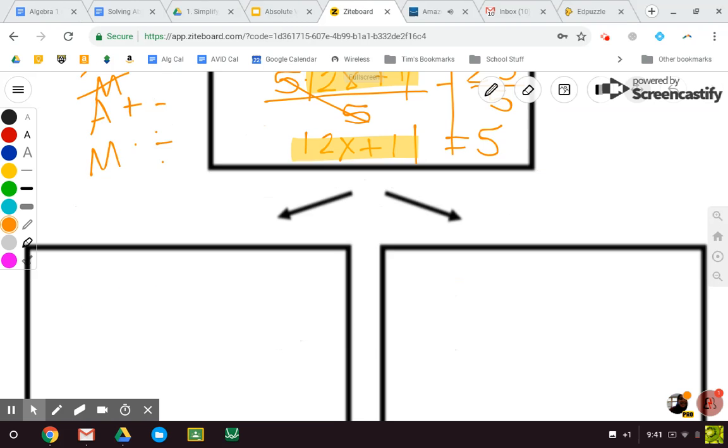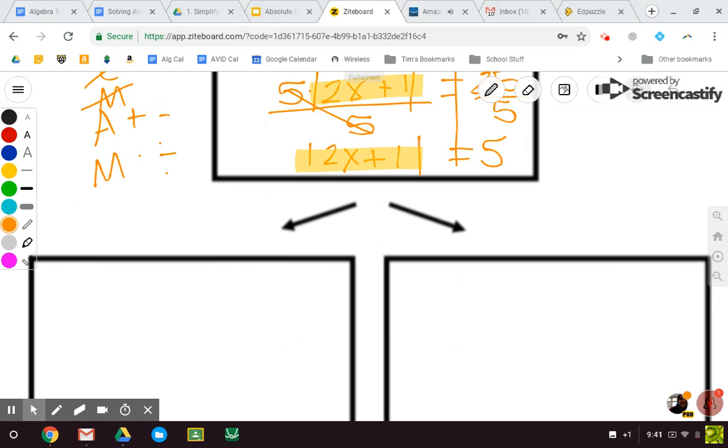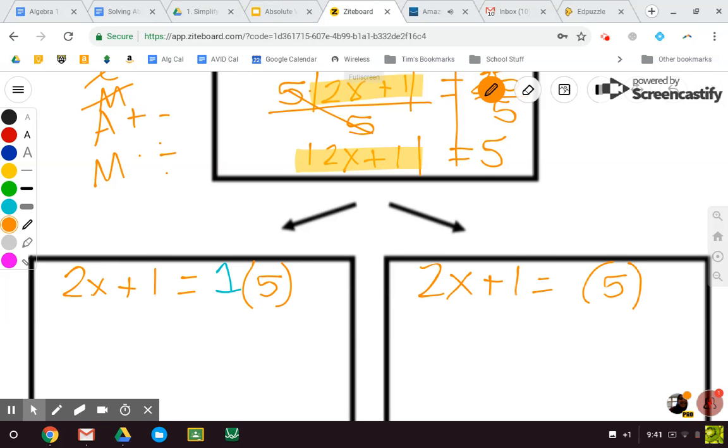So our first equation is 2x plus 1 equals, and we have our parenthesis 5, and that's where we put our 1 in front. In our second equation, drop the symbol, write the other side in parentheses, and instead of a 1, we want a -1.